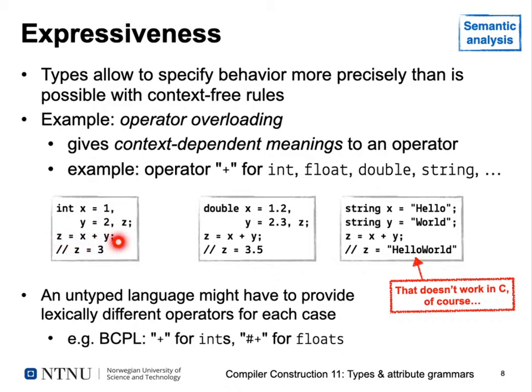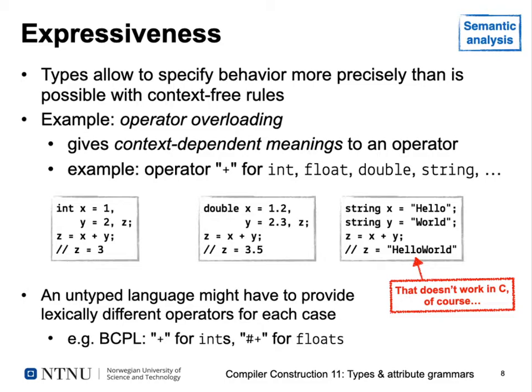Z equals x plus y, we would actually expect our compiler to generate an integer addition machine instruction, and of course the result should be the integer number 3. Now we have this declaration here, so we use double variables x and y, which have fractions after the decimal point. Now if we add these two together, we would expect our compiler to generate a floating point addition instruction here for double floating points, and the result should be something like 3.5.